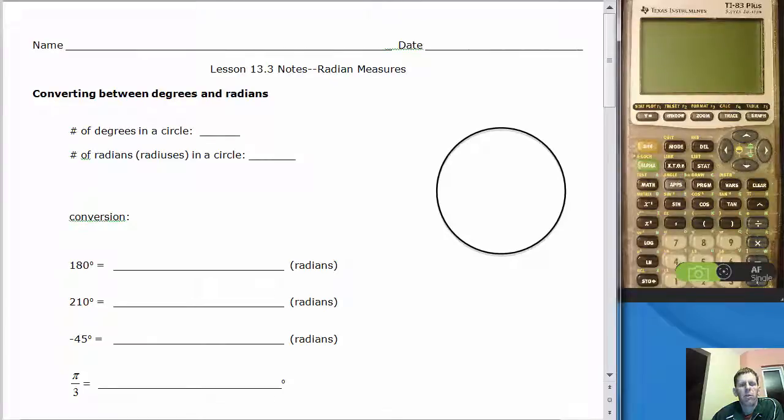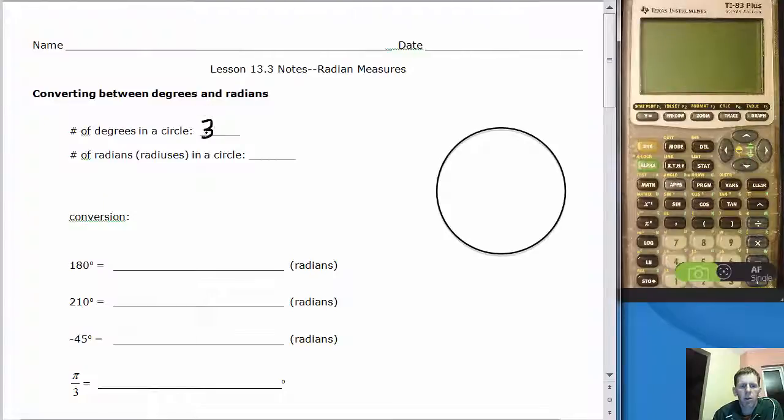These are the Lesson 13.3 notes on radian measures. Today what we're going to do is convert between degrees and radians. We're going to locate radian measurements on the unit circle, and we're also going to calculate something called the length of arc. Now you may recall that in a circle there are 360 degrees.